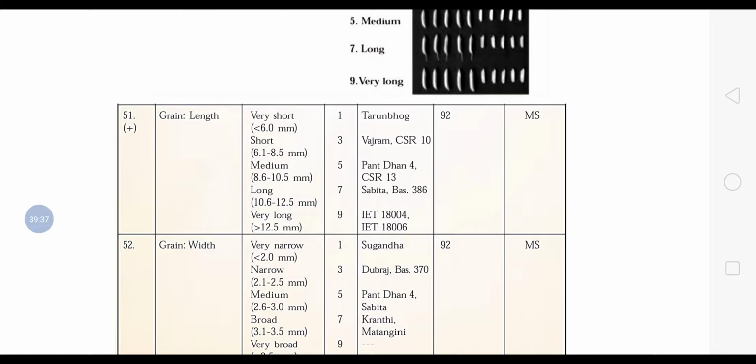Example, Vajram, CSR 10. Medium is 8.6 to 10.5 mm, scored as 5. Examples, Pantadhan 4 and CSR 13. Long is 10.6 to 12.5 mm, scored as 7. Examples are Sabita, Basmati 386. Very long is more than 12.5 mm, scored as 9. Examples, IET 18004 and IET 18006.